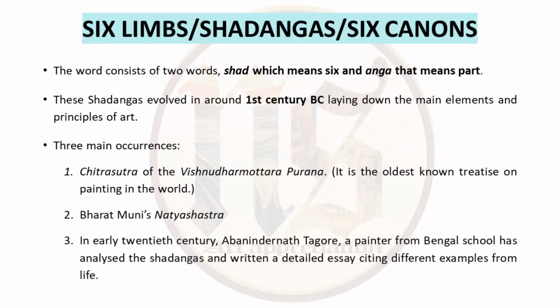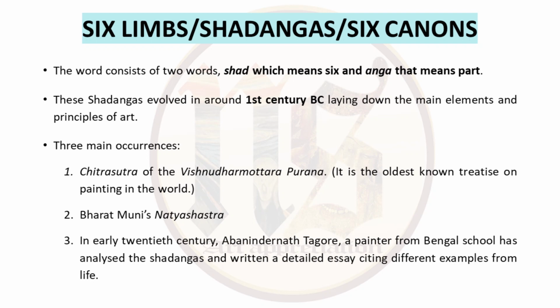harmony. Let's begin. Shadang consists of two words, Shat, which means 6, and Ang, which means part. They are also called 6 limbs and 6 canons in English. These Shadang evolved in the 1st century BC, laying down the main elements and principles of art. So isn't it surprising that our art, that is Indian art, was so evolved so long ago?